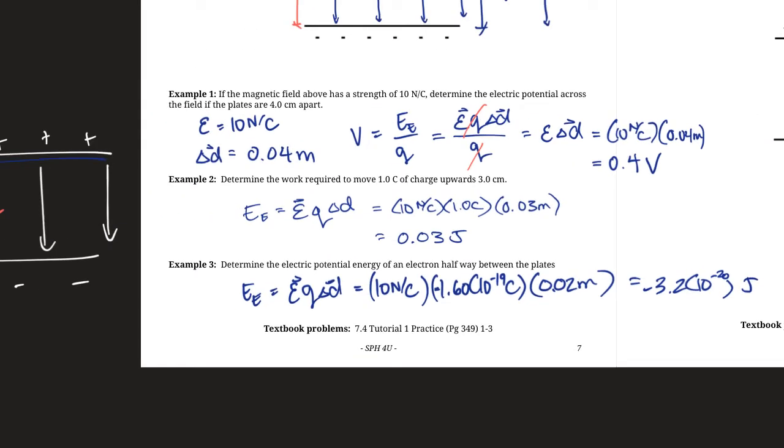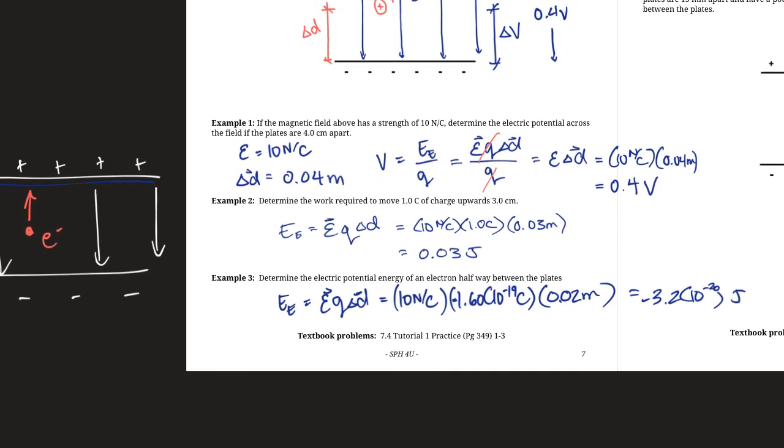Now, what does that negative mean for that amount of energy that it has? Well, the negative energy means it's not going to want to go in the direction of the field. It's a little bit weird. The potential energy wants to pull it down, right? But it actually has negative potential energy, which is telling us it wants to move upwards. So that's why there's a negative there, and it makes sense that the negative is there.